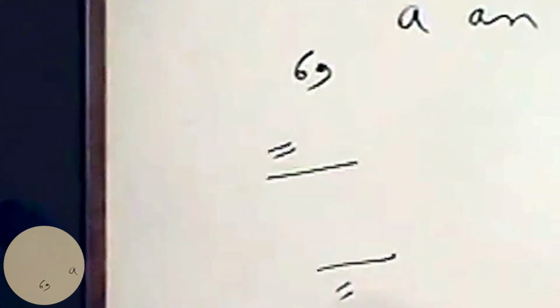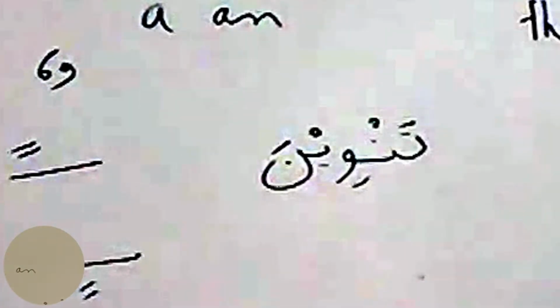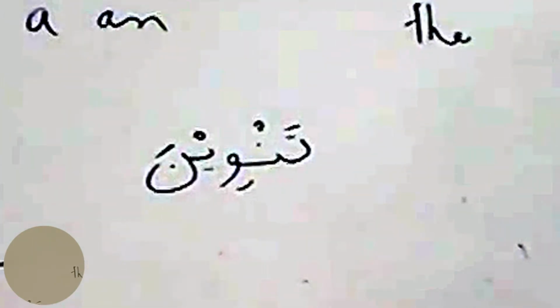This is called tanween. What is it called? Tanween. Tanween tells us that the noun is indefinite. Are you with me? Tanween will tell us that the noun is indefinite.